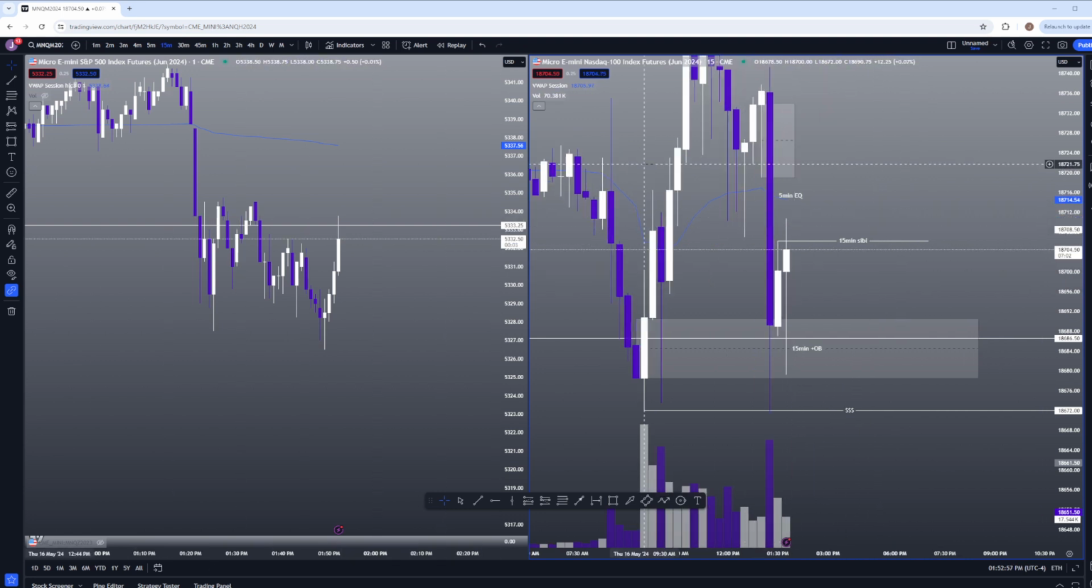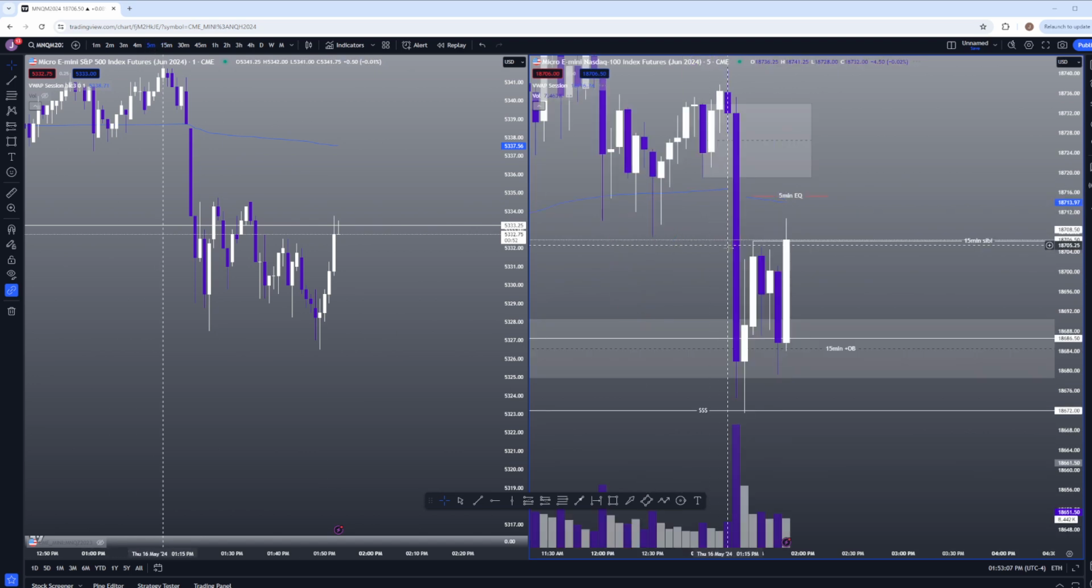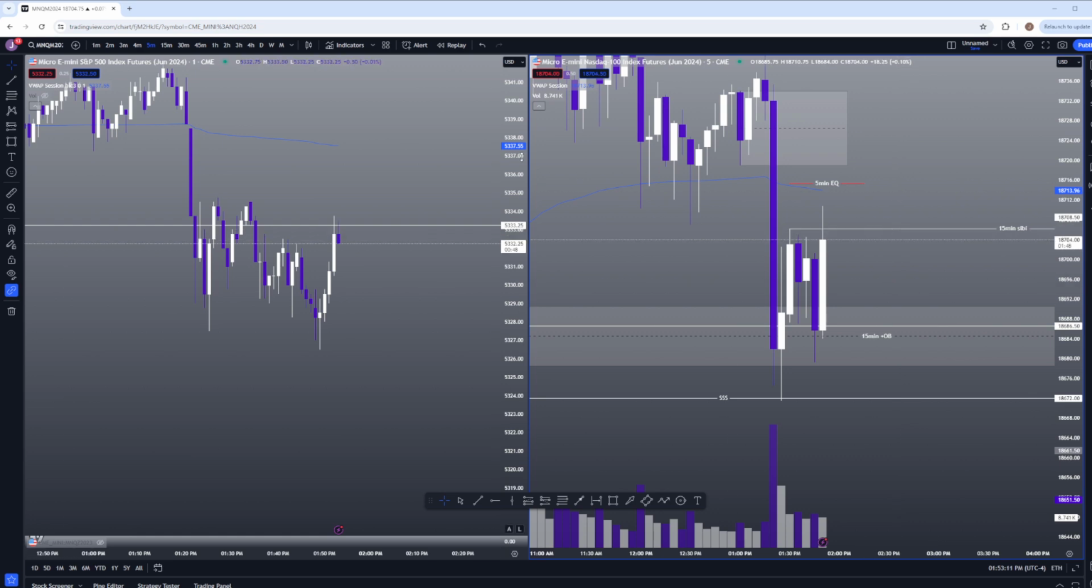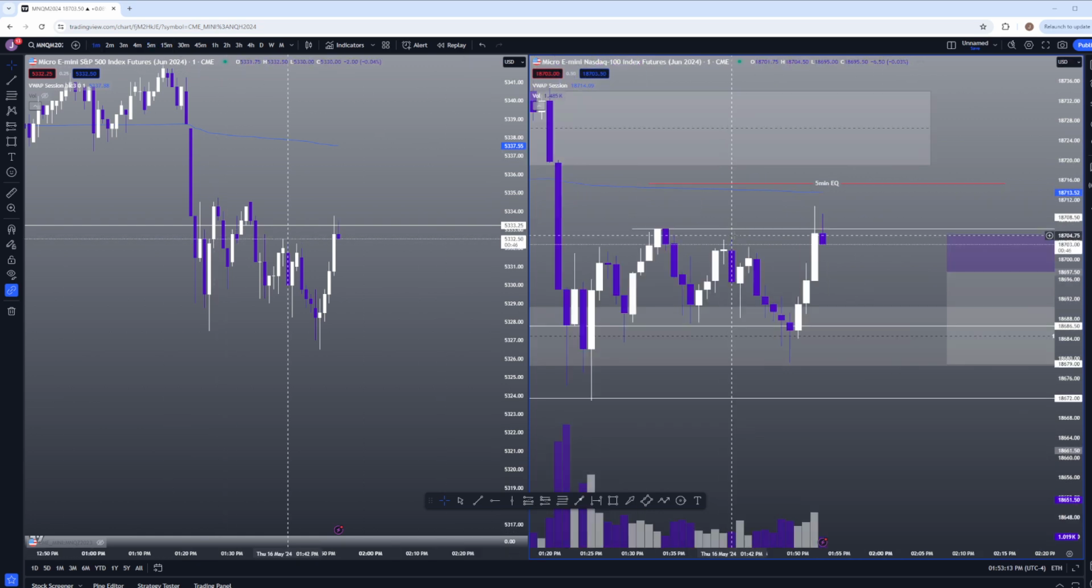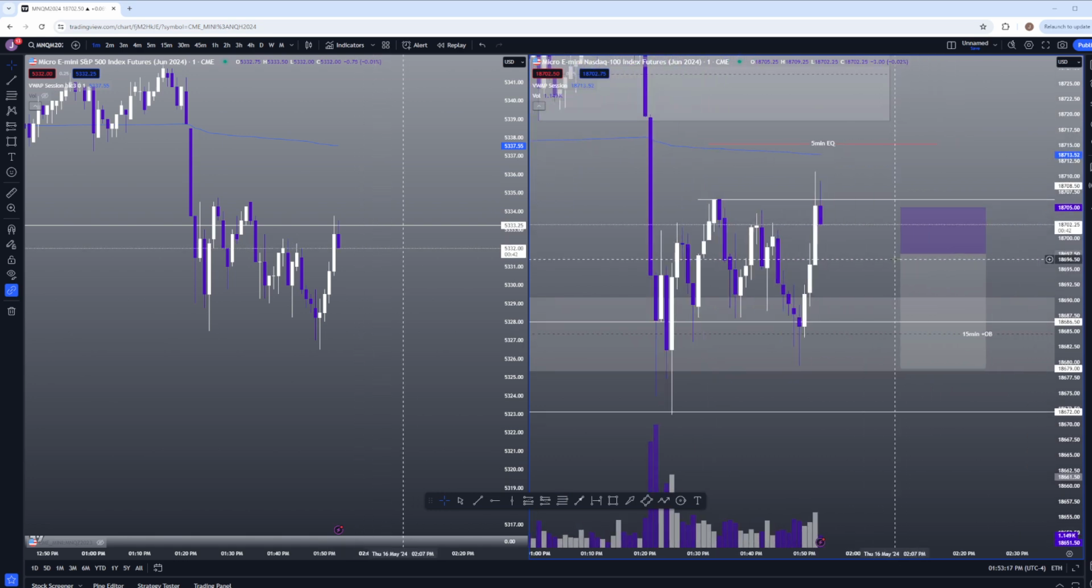Okay, back into that 15 minute, or we just touched into that 15 minute. Let's see if we're going to push through aggressively or get another liquidity sweep and head right back down. See if we can actually break out of this range. So far, no displacement even on the 1 minute. So we still haven't really broken out at all.